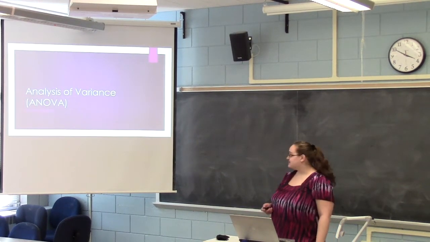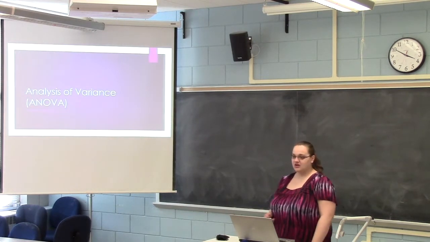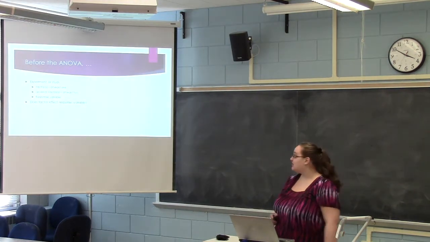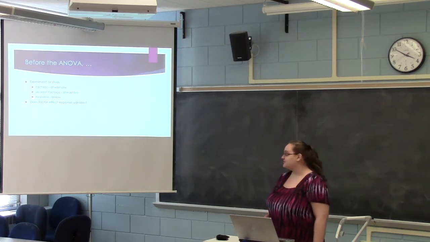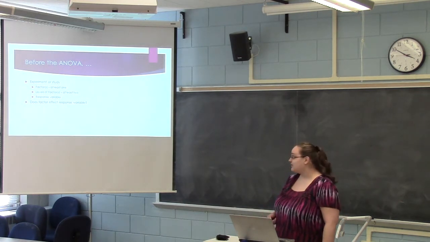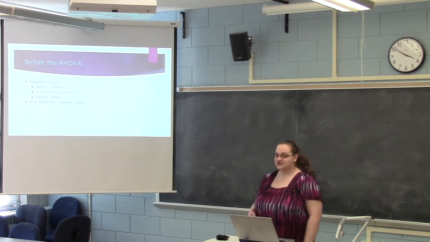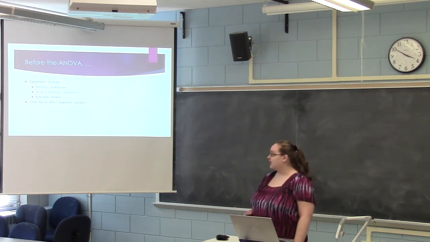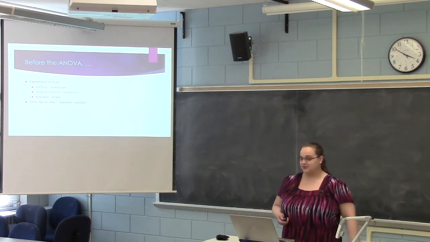So for my project, I decided to do analysis of variance, or more commonly known as ANOVA. Before you can actually talk about the ANOVA, you have to start with either an experiment or a study. And in this experiment or study, you have to have at least one factor or independent variable that you are manipulating in the study. And this factor has to have at least two levels, so that you have at least two groups that you can compare in the ultimate when you finish your experiment.